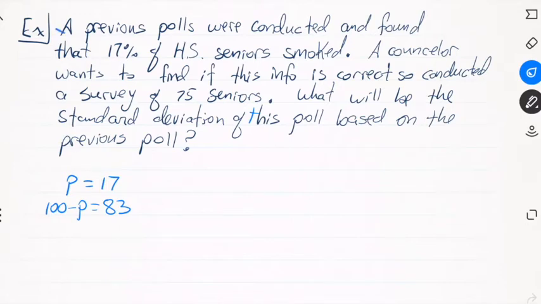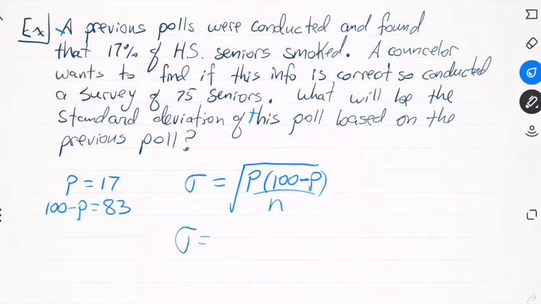So if we're looking for the standard deviation, we're just going to plug our information into our formula: the square root of P times 100 minus P, all divided by N. And we're finding that this is going to be 17 times 83 divided by 75 seniors. That's what we're talking about with N. N is the number of people we actually asked the question to. So this would be 75.